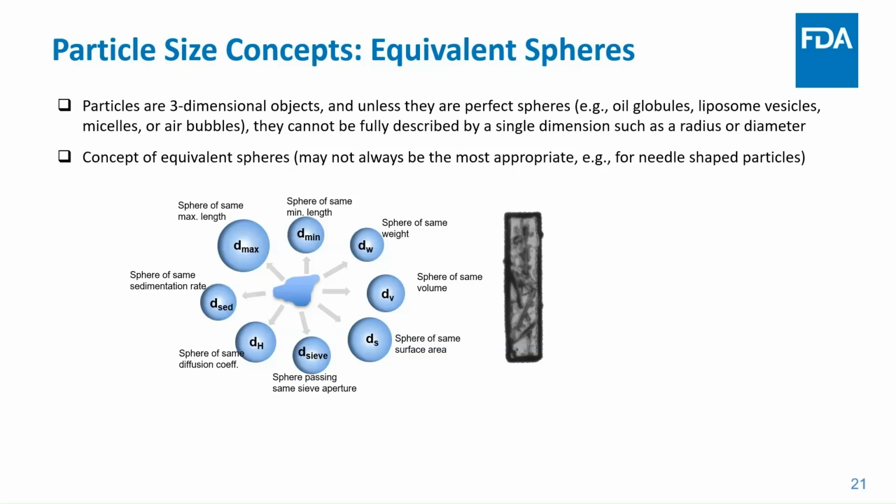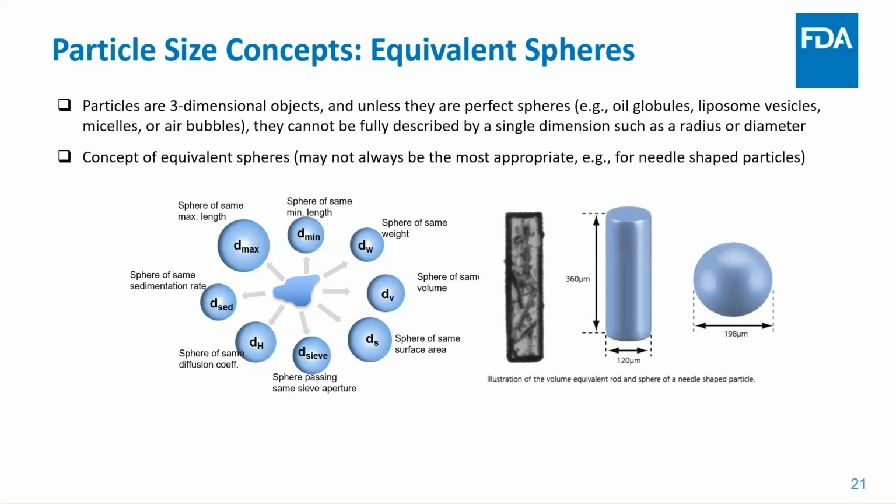Or the sphere of the same sedimentation rate. So the bottom line is, in the particle size measurement world, there is an assumption that may not be explicitly mentioned, but you need to recognize it's always there. You always need to ask, what is the underlying assumption? What is the assumed equivalent sphere? There's always an equivalent sphere in the measurement of size, and you need to recognize that and ask about it.